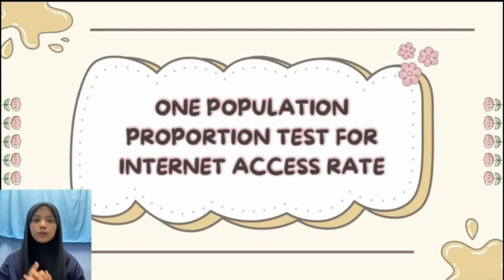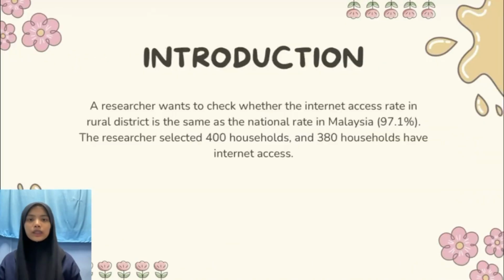So today, we want to present about one population proportion test for internet access rate. The introduction is, a researcher wants to check whether the internet access rate in a rural district is the same as the national rate in Malaysia, which is 97.1%. So the researcher selected 400 households and 380 households have internet access.